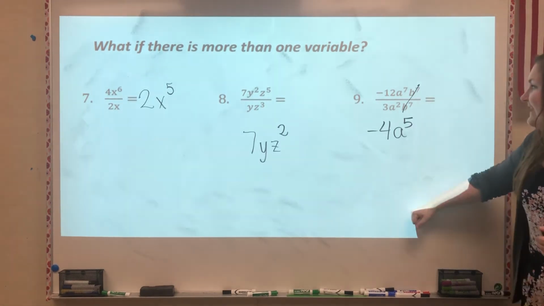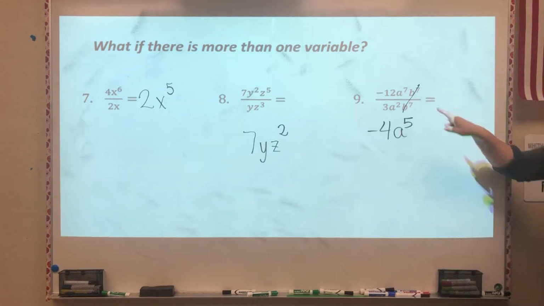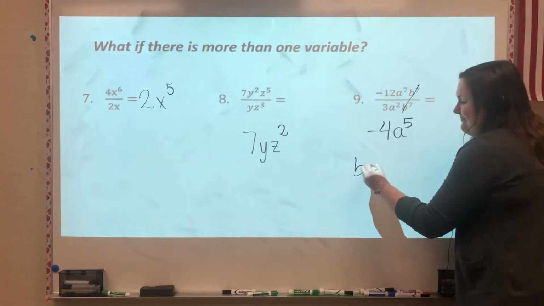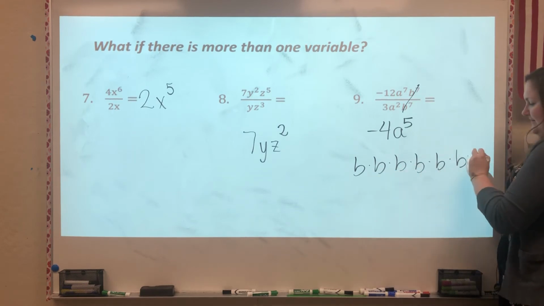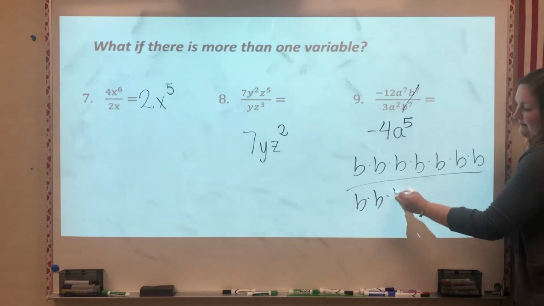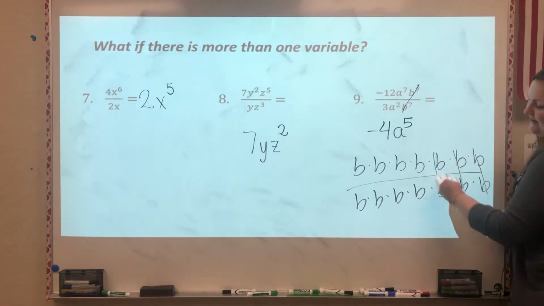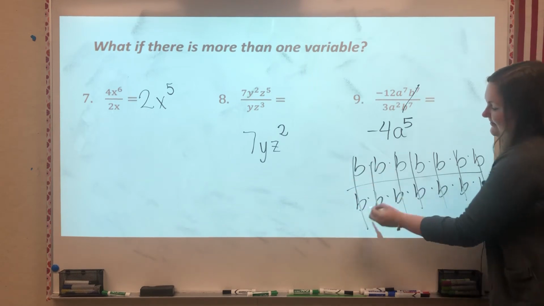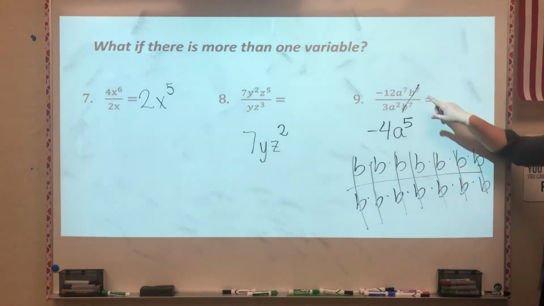The other way is go back to what this means. Remember, I'm always saying go back to what this means. B to the 7th power means you're writing b times itself 7 times. We're dividing by that same exact thing. So what that's going to mean is that every single one of those b's is going to cancel out, which means you're left with no b's in your answer. Be on the lookout if you're dividing something by itself.